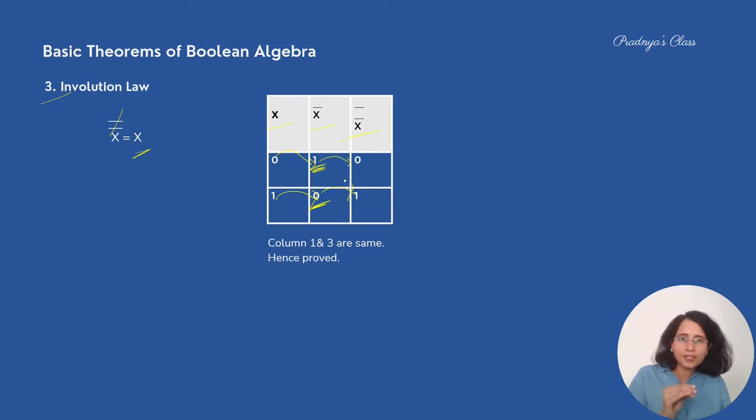Now let's find out the result of x, and let's find out the result of x double bar. So here we got 0 and 1, and here also we are getting 0 and 1. So from this column 1 and 3, you can say these both columns are same. So we can write this expression, and we proved our involution law also.